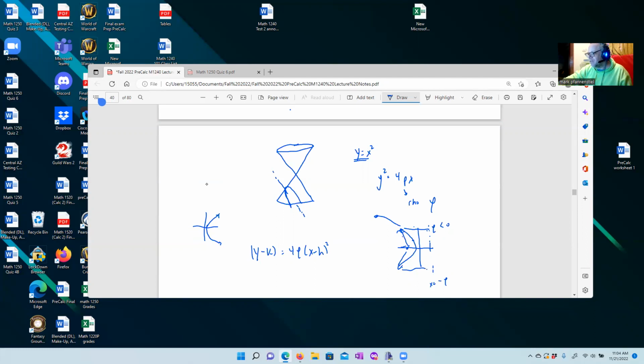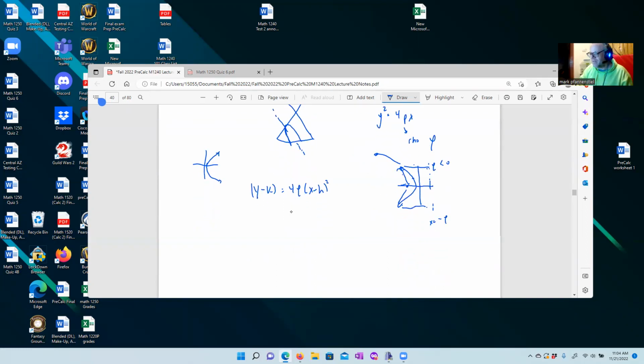The negative sign belongs to the equation, so you always have to swap the signs. So if they give you something like y plus 3 is equal to 4rho times x minus 1, then the vertex is going to be at 1, negative 3, because it's y minus a negative 3 to get the plus. So that's what's going on there.